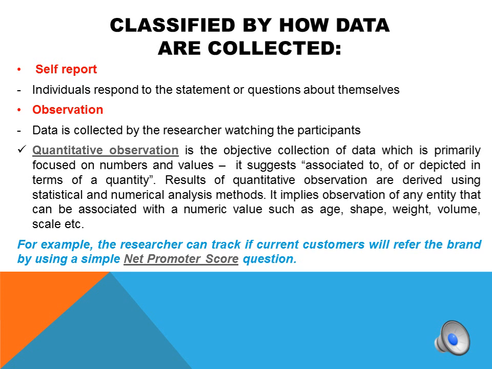First is the quantitative observation. It is the objective collection of data, which is primarily focused on numbers and values. It suggests something associated to or depicted in terms of quantity. Results of quantitative observation are derived using statistical and numerical analysis methods. It implies observation of any entity that can be associated with a numeric value such as age, shape, weight, volume, scale, etc. For example, the researcher can track if current customers will refer the brand by using a simple net promoter score question.